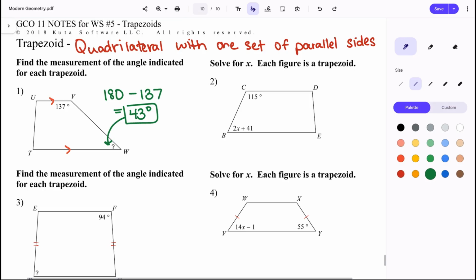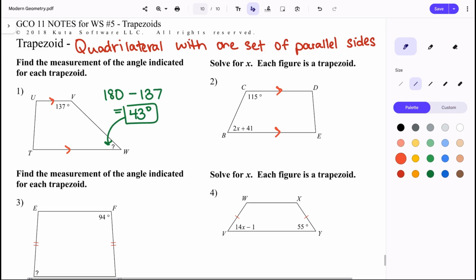Now, if you look at number 2, we have the same kind of thing happening here. The top and the bottom would be your parallel sides again. And so the 115 and the 2x plus 41 should also add to 180. This time, because I have an x, I'm going to have to solve for that.